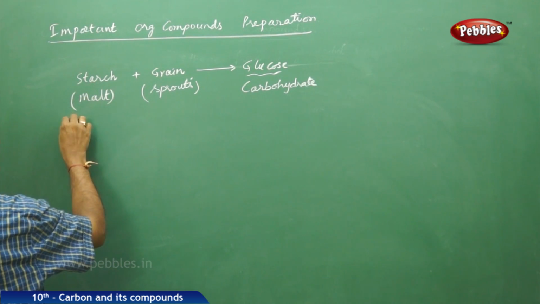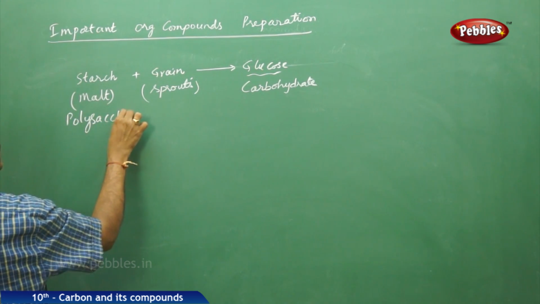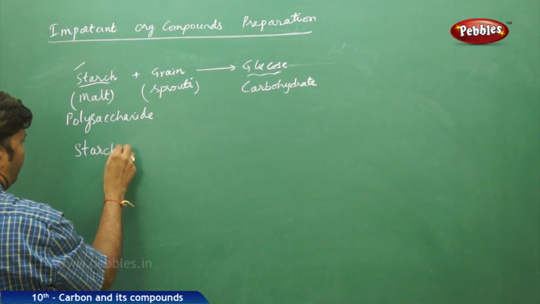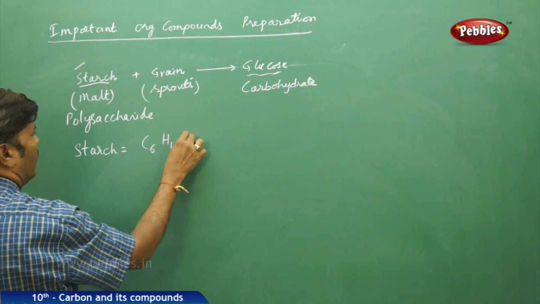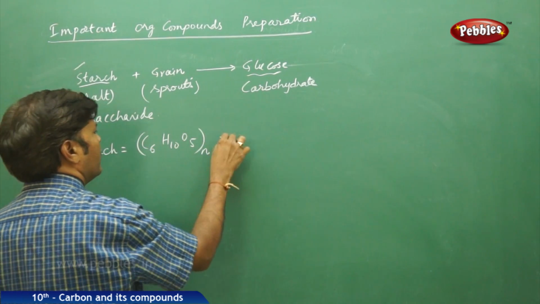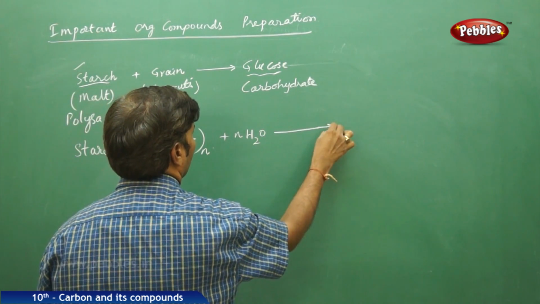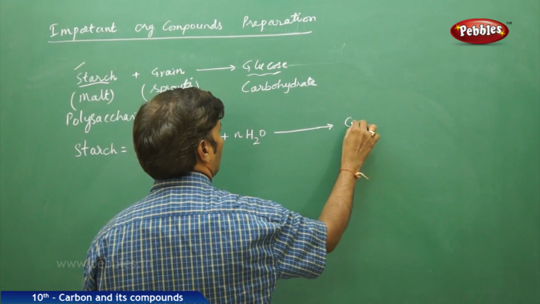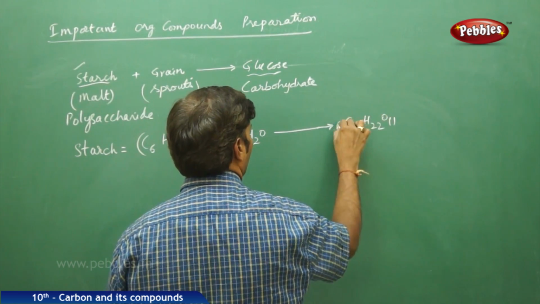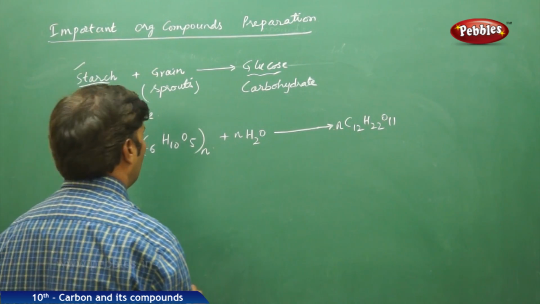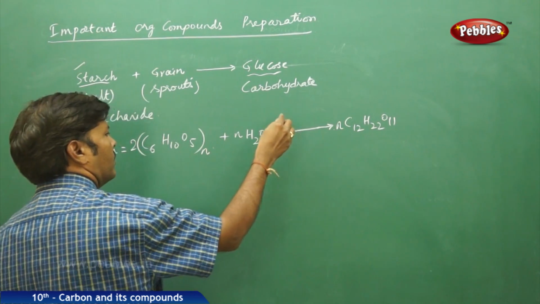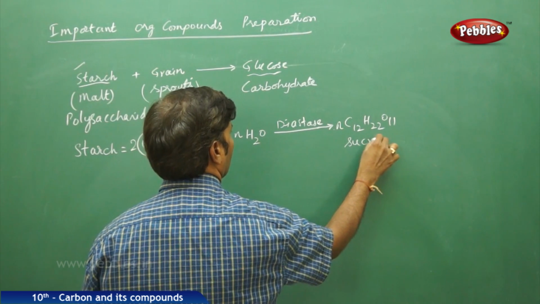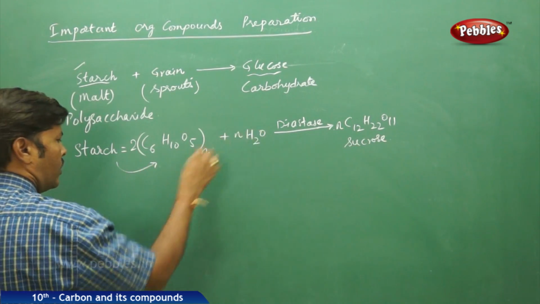Basically, starch is a polysaccharide. So this starch, if you take the molecular formula (C6H10O5)n, upon hydrolysis in the presence of the diastase enzyme gives sucrose, C12H22O11. This is starch.